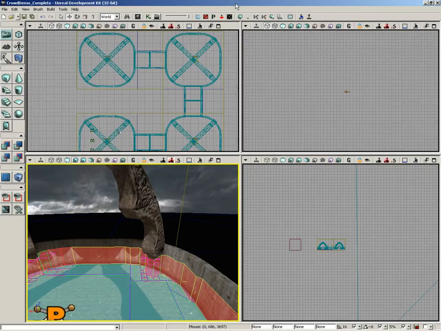UDK's crowd system allows you to populate your levels with swarms of agents that have a limited amount of behavior that they can exert to seem to fill your levels up with a larger population of characters. Now, crowds should generally be thought of more as a visual effect than something that you really expect your player to get down and play with.